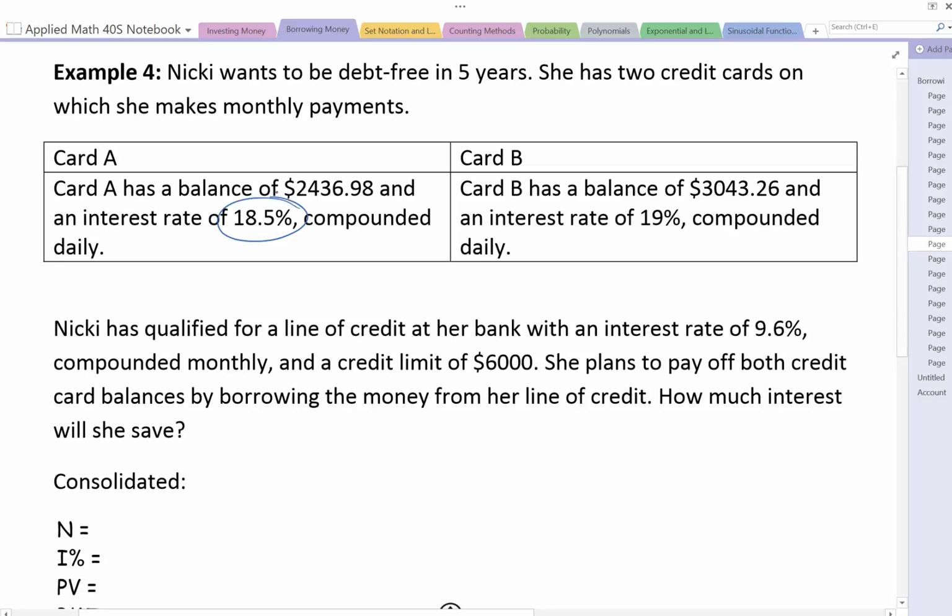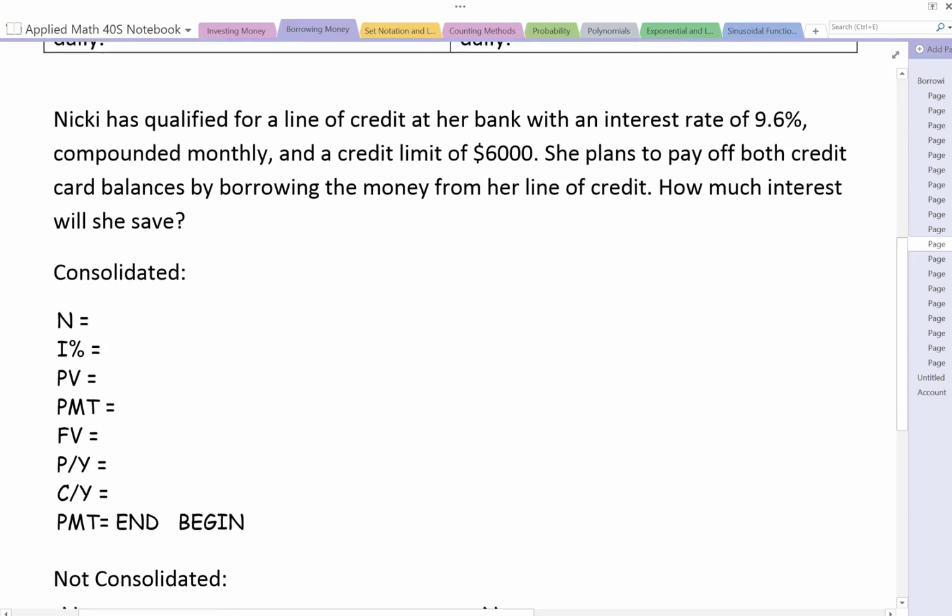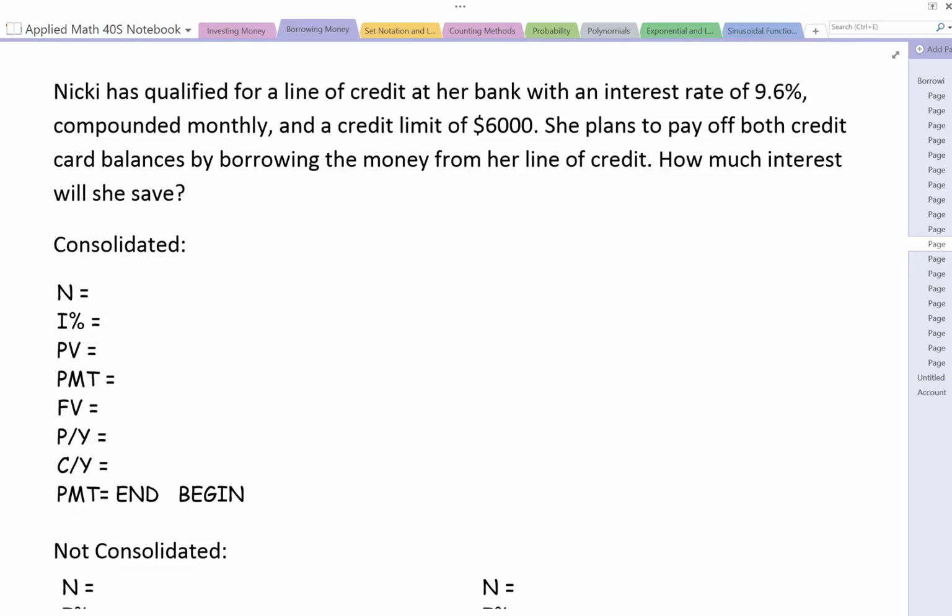You look at those interest rates, they're quite high, and that's comparable to what credit cards are. They might even be higher. Nikki has qualified for a line of credit at her bank with an interest rate of 9.6%, compounded monthly, much lower, and a credit limit of $6,000. She plans to pay off both credit card balances by borrowing money from her line of credit. How much interest will she save?